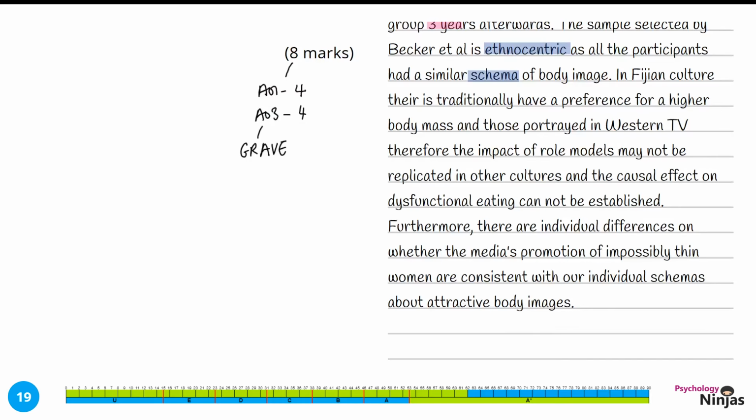In our explanation, we've explained how Fijian culture is different, that they have different body mass preferences. We've also said that this might have an impact on the results of the study, in that dysfunctional eating habits cannot be causally linked to media portrayals. We've gone on a little bit further and actually talked about individual schemas even within this subpopulation.